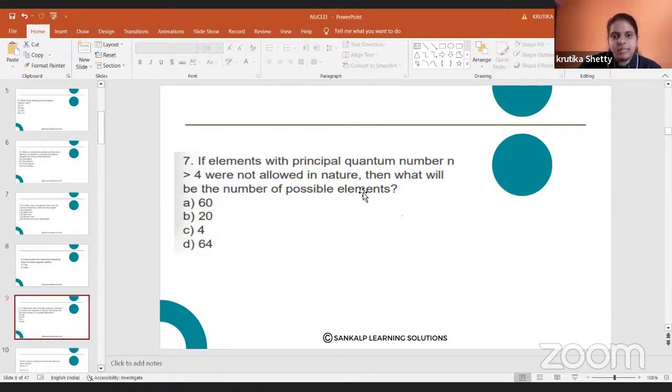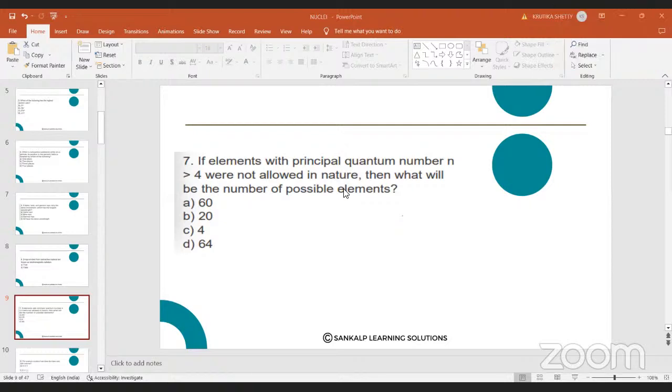If elements with the principal quantum number n greater than 4 were not allowed in nature, then what will be the number of possible elements? Quantum number is greater than 4. Okay, what is the number of possible elements they are asking here? See here, the number of possible elements is 4 only.